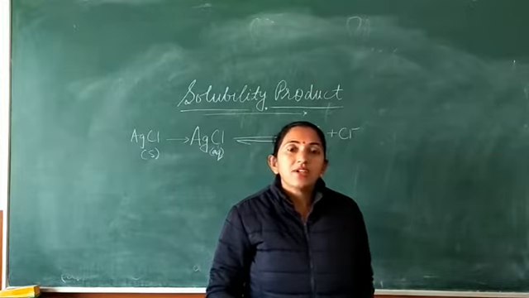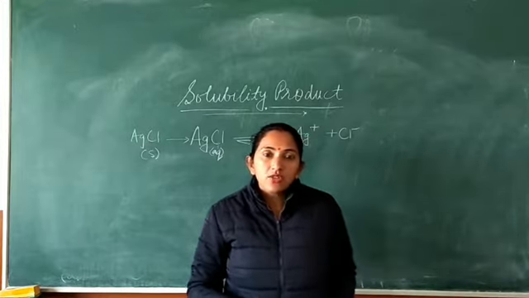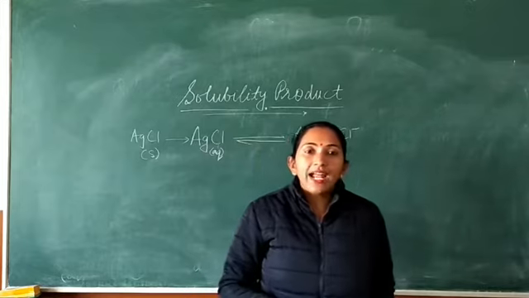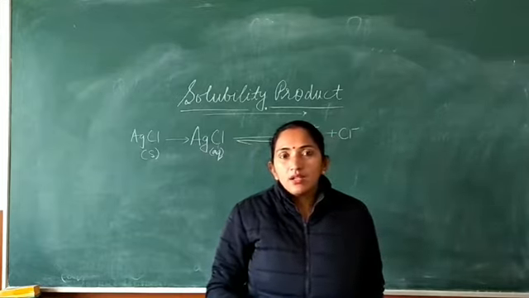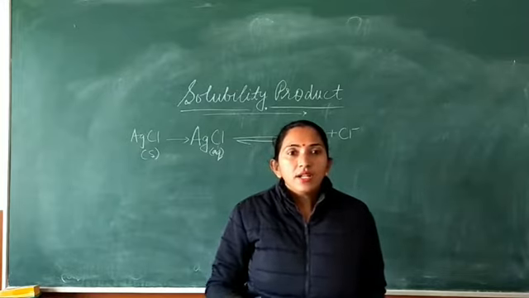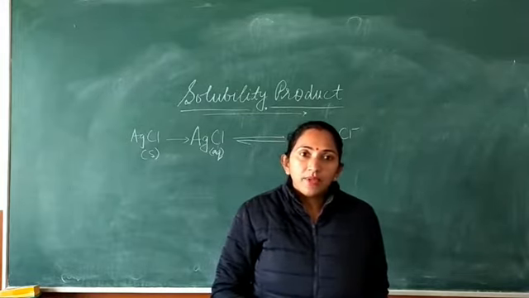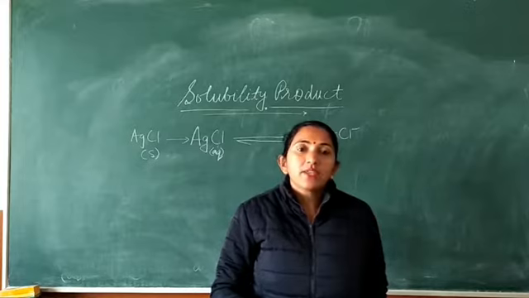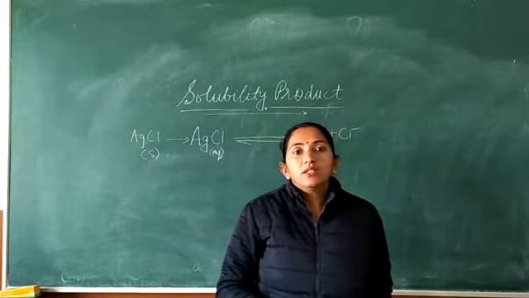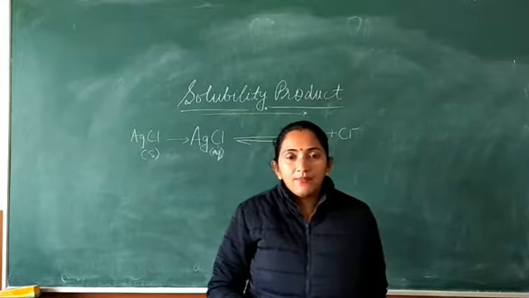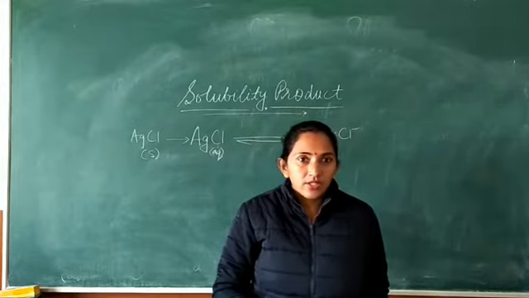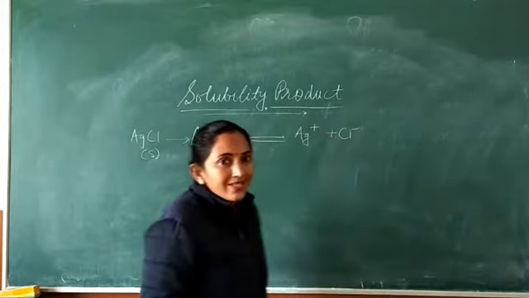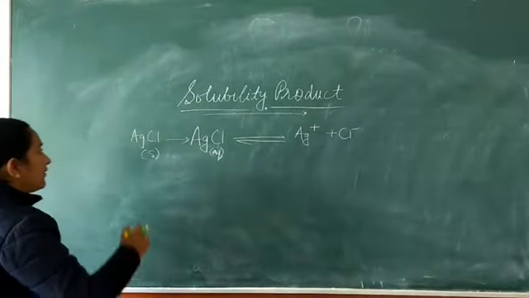Now, students, silver chloride, when it is added to water, only some part of it gets dissolved in water and the rest remains undissolved. But whatever salt is being dissolved gets ionized, right? Or we can say that their ionic equilibrium will be established. So let's take an example of AgCl.